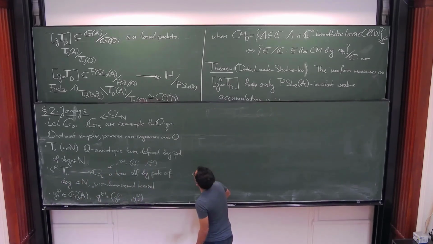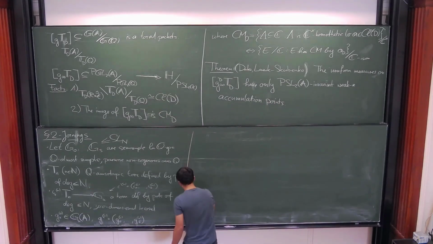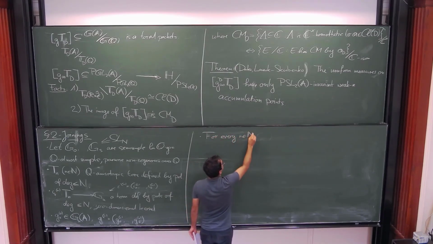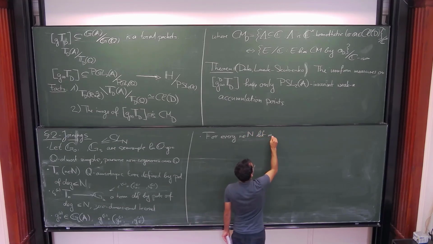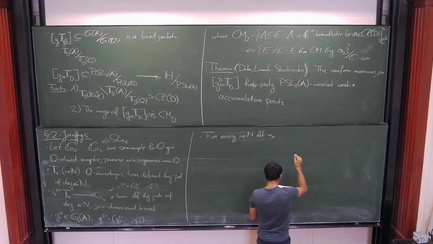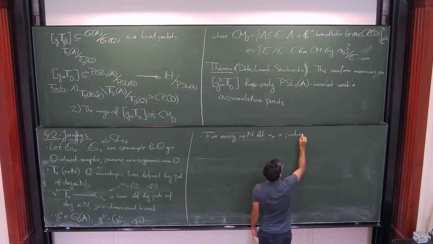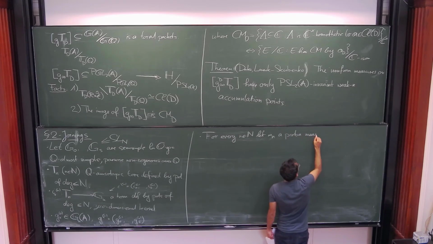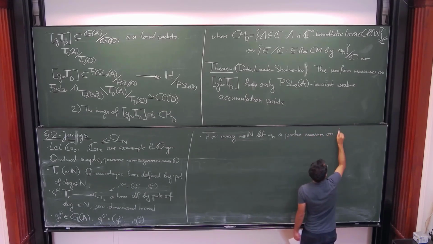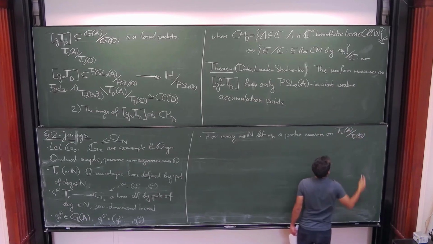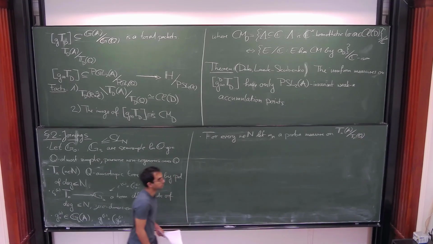Okay. And there's more setup. For every n we let m_n be a probability measure on the quotient of T_n(A) by its rational points.